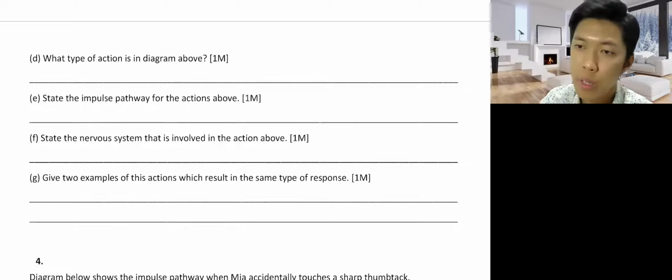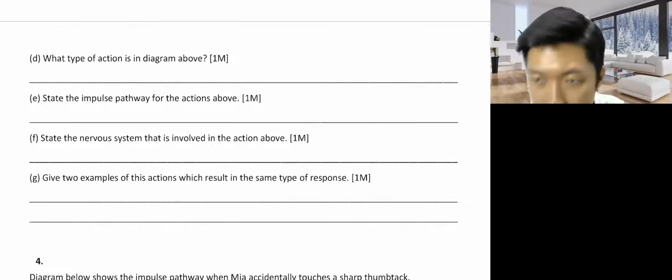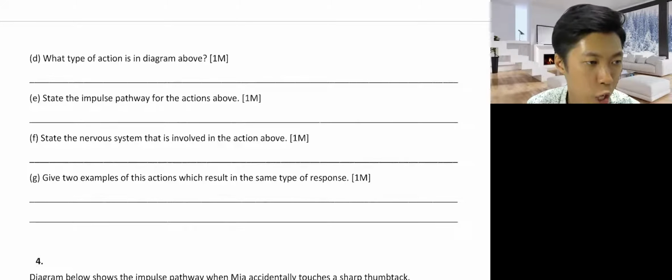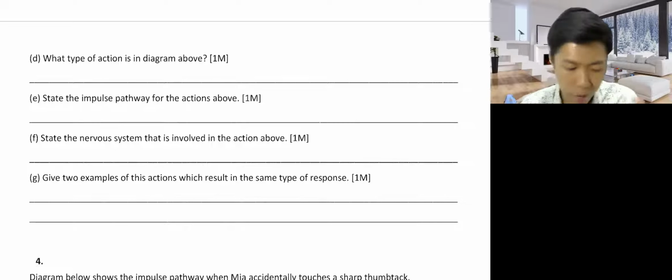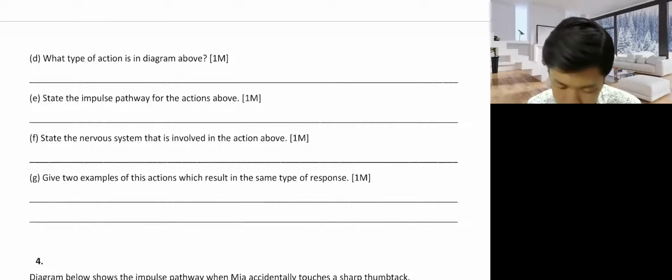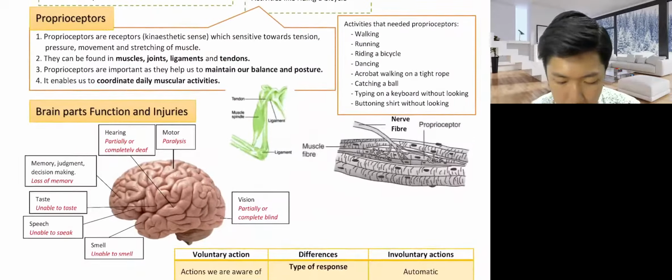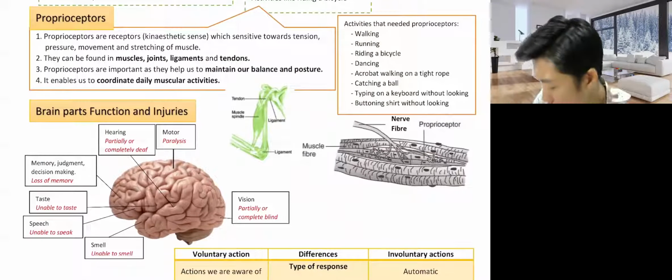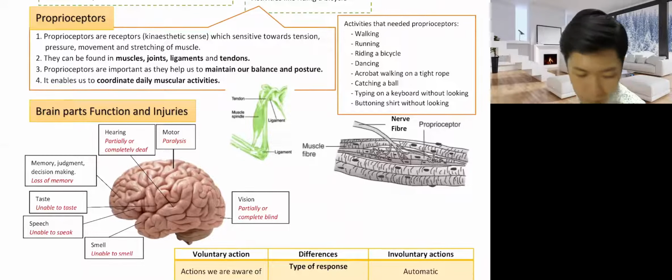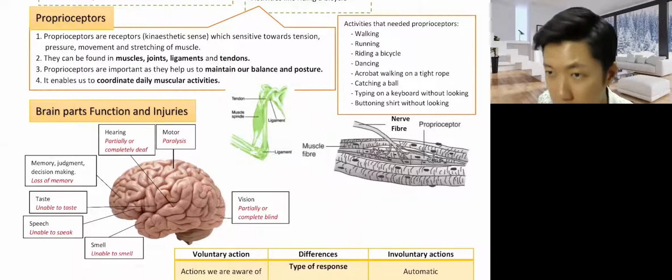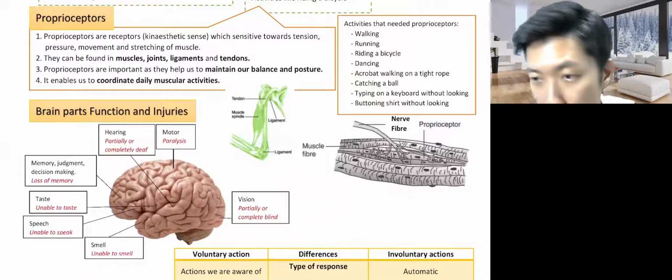No problem. Okay, let's move on to the next part. After reflex, the next part, I want to go for proprioceptor. Proprioceptor, everyone. Okay, 5 more seconds for everyone. Copy up your answers.